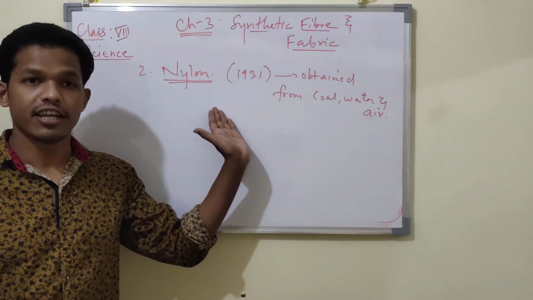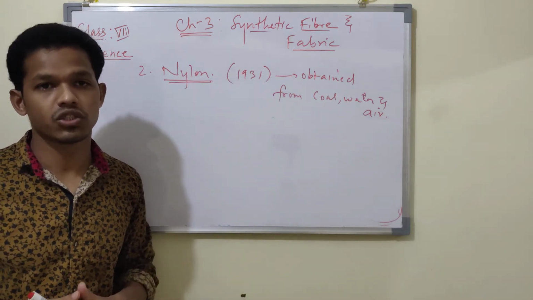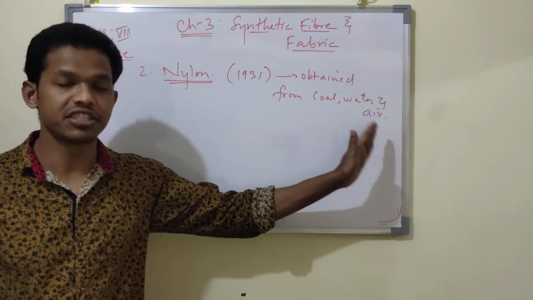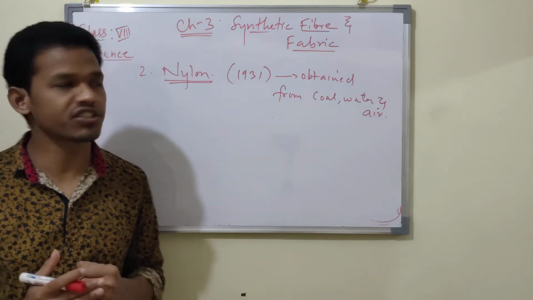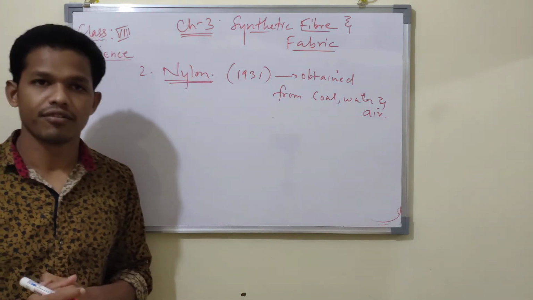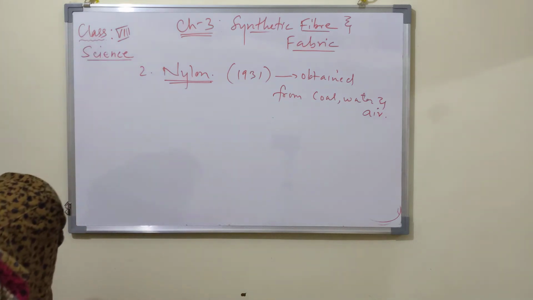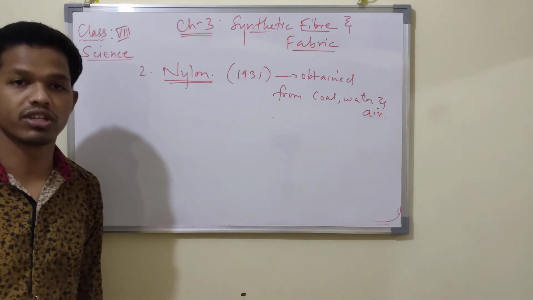This fiber does not depend on plant and animal sources. It is derived from coal, water, and air. These are not obtained from plant and animal sources. This was the first man-made fiber. In 1931, they made this synthetic fiber without using any plant or animal sources.